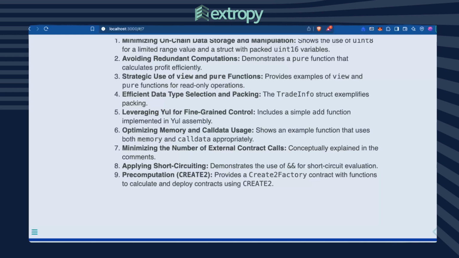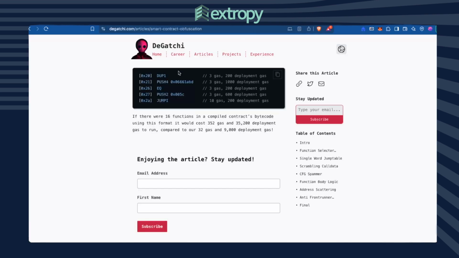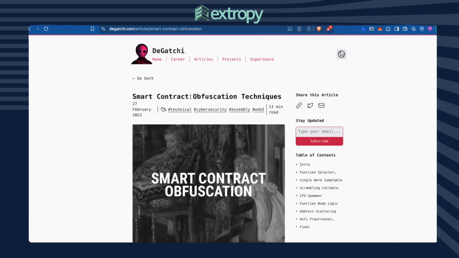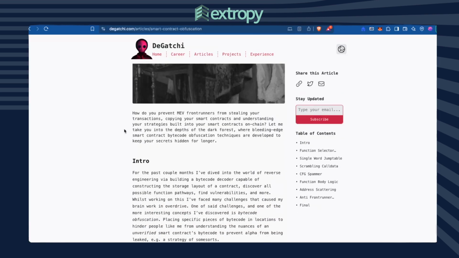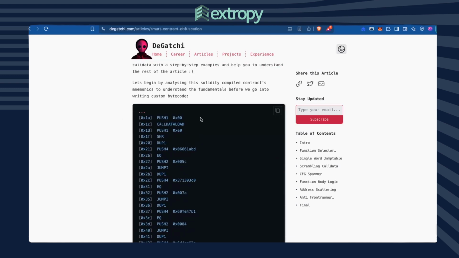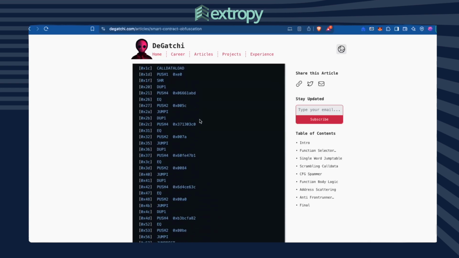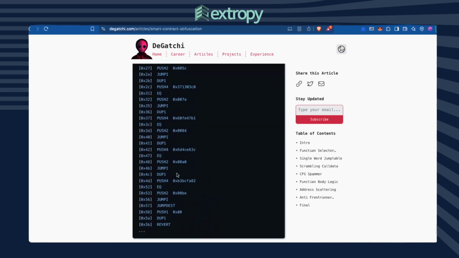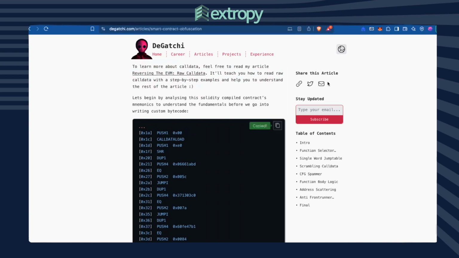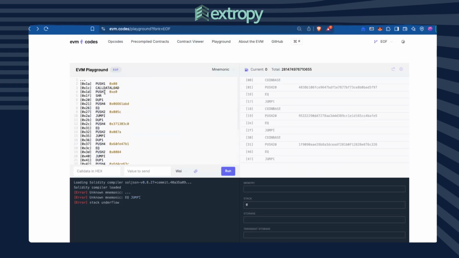All right, so moving on. What's next? Okay, I didn't go through this one, so let's have a look at this. I think maybe this was actually first in the article. So this is a more general one. I think this is just showing you how function selectors work.